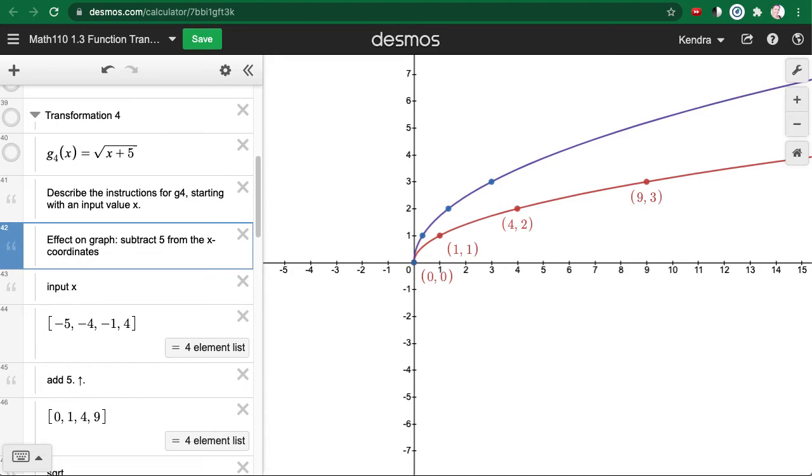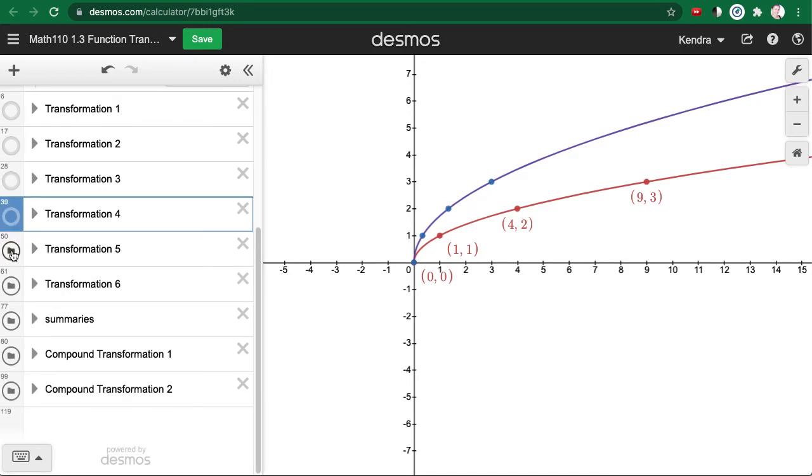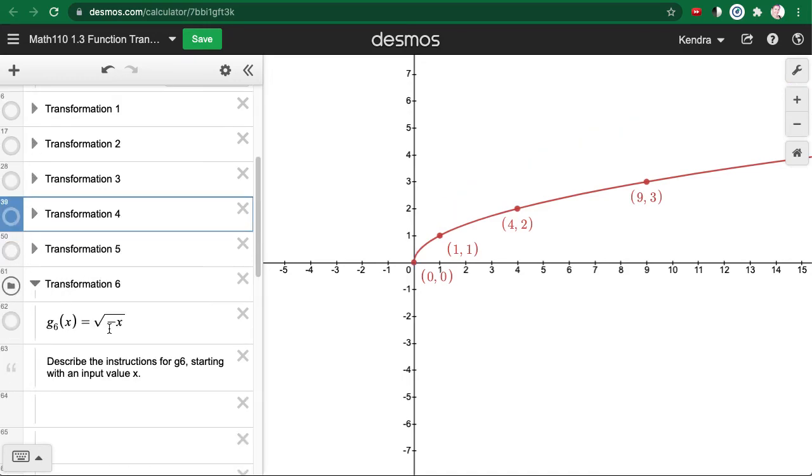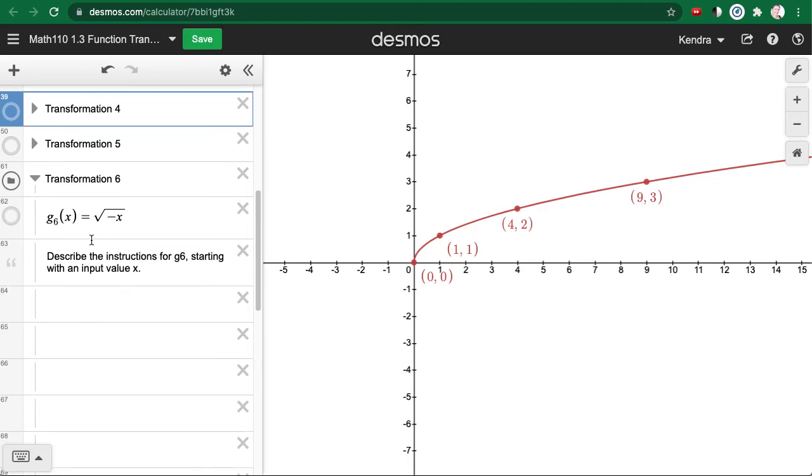On the graph. All right. Moving on next. So what are the instructions given here? You take your input value, you negate it or multiply it by -1, and then we apply that square root function.